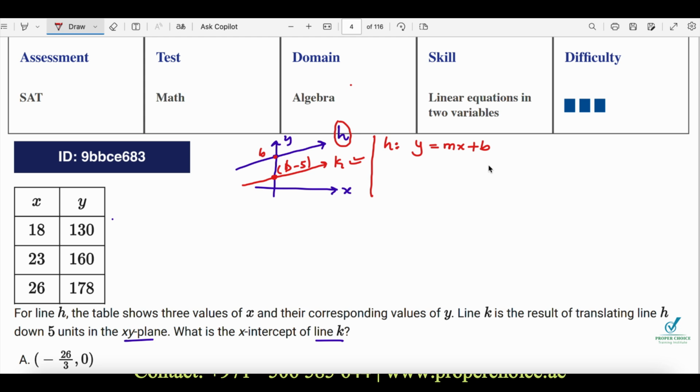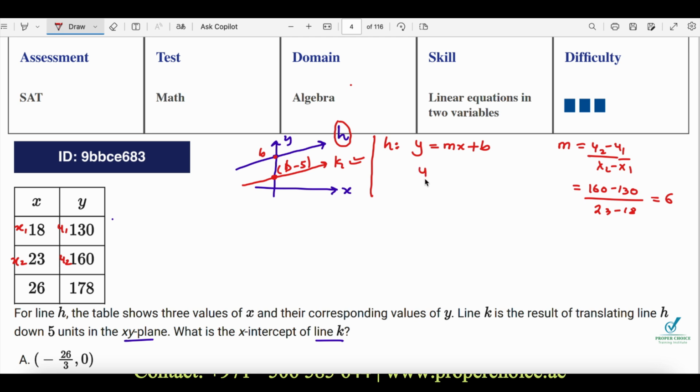While finding the equation, I should find the slope. So slope is going to be y2 minus y1 by x2 minus x1. Let me assign this coordinate as x1, this as y1, this coordinate as x2, and this coordinate as y2. Use it and find what slope you get: 160 minus 130 divided by 23 minus 18, which gives us a value of 6.